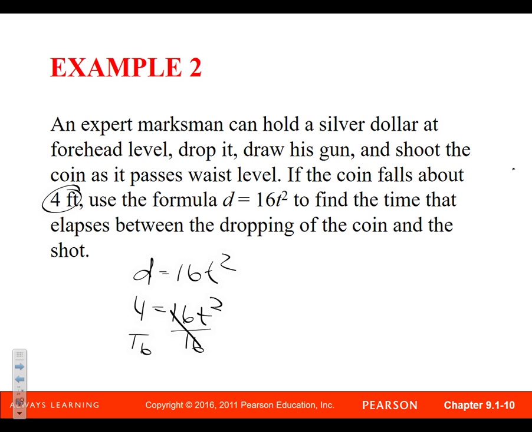A quarter? So t squared is equal to a quarter. Take the square root of both sides. That means that time is equal to plus or minus 1/2. Now, this will happen sometimes. You get two solutions, and you want to write both of them down. Oh, t is equal to plus or minus 1/2.